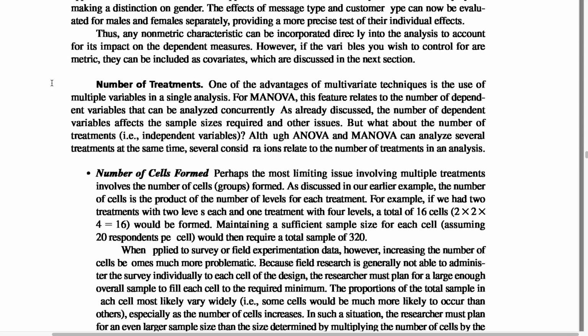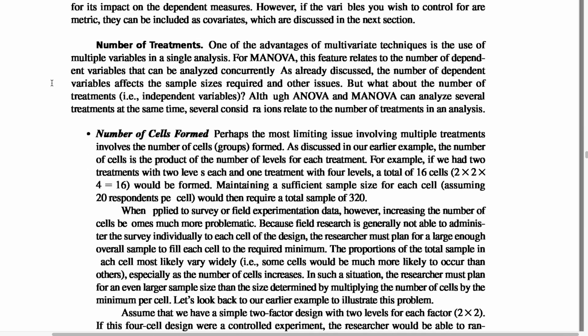One of the advantages of multivariate techniques is the use of multiple variables in a single analysis. For MANOVA, the feature related to the number of dependent variables that can be analyzed concurrently, as already discussed, affects the sample size required and other issues. But what about the number of treatments, that is, the independent variables? ANOVA and MANOVA can analyze several treatments at the same time. Several considerations relate to the number of treatments in the analysis.